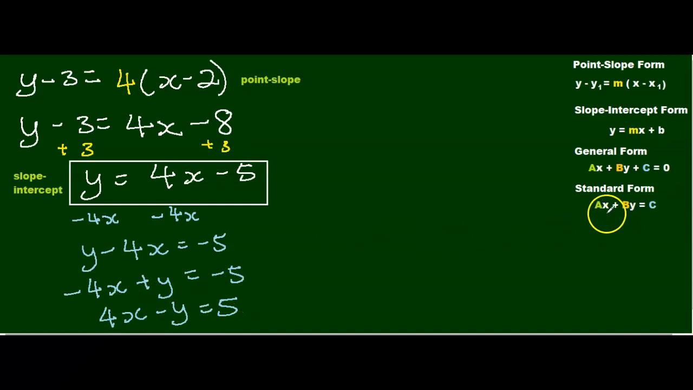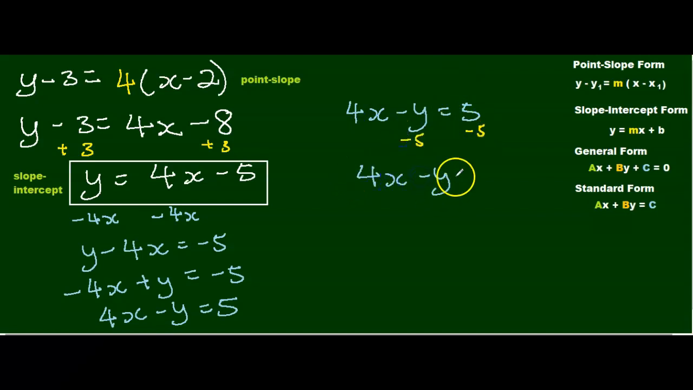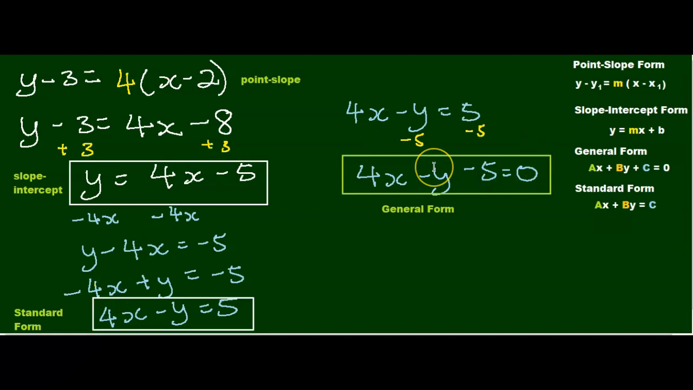If you notice, I have ax plus by equals c. And if I want to convert it to my general form, all I have to do is subtract 5 on both sides of my equation. That will leave me with 4x minus y minus 5 equals 0. So we have our standard form and our general form, slope-intercept form, and point-slope form.